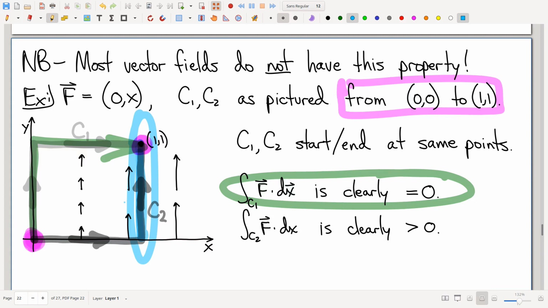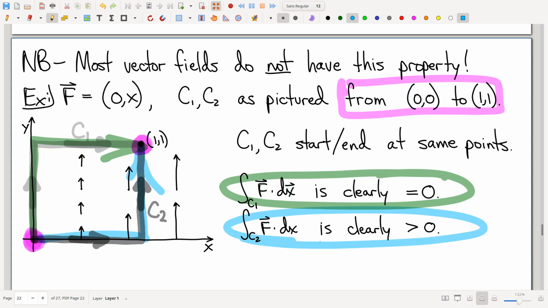So on the green curve, we clearly get 0, but on this blue curve, we clearly get positive, aka not 0, right? So this is what I'm going to call the intuitive sort of counterexample. This is what you would expect to happen. Different curves, different line integrals, of course.